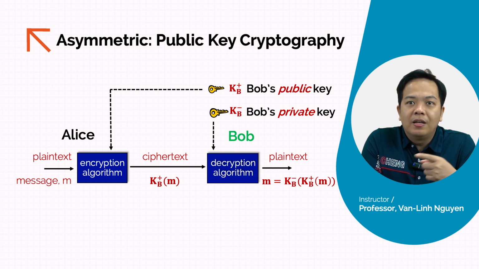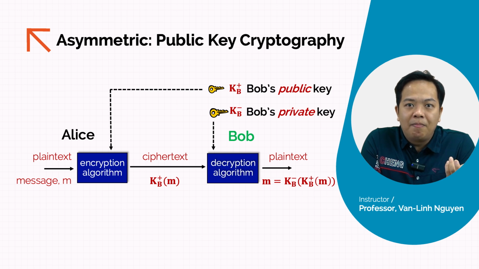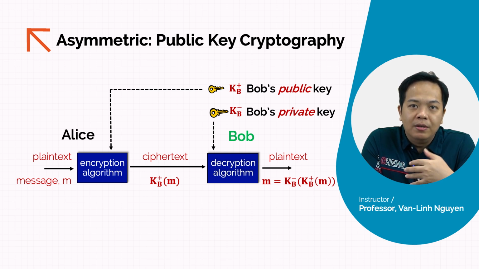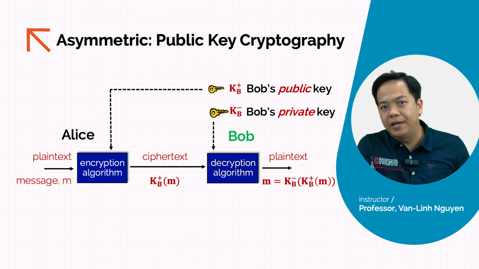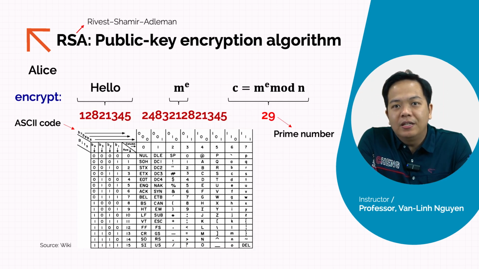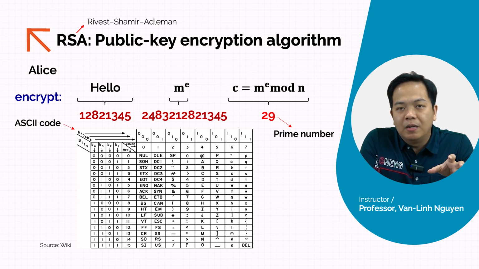You can see Alice sends the plain text, and after it goes through encryption using the public key, Bob receives the ciphertext from Alice. Bob needs to use his private key to decode it again, and it becomes plain text. Here is one example in practice in more detail. One algorithm is called RSA, named after Rivest, Shamir, and Adleman, the three scientists who invented this algorithm.